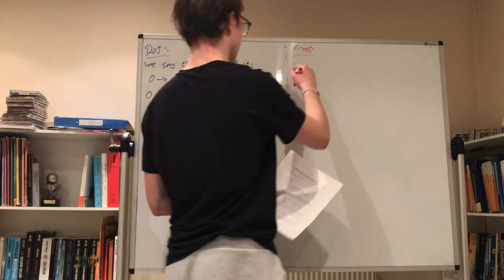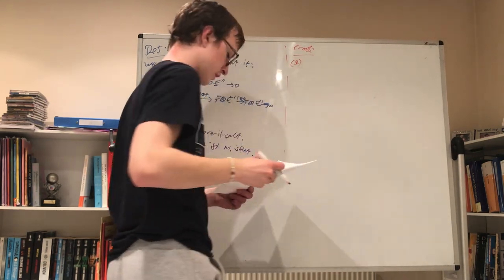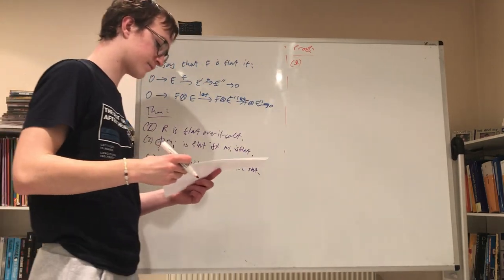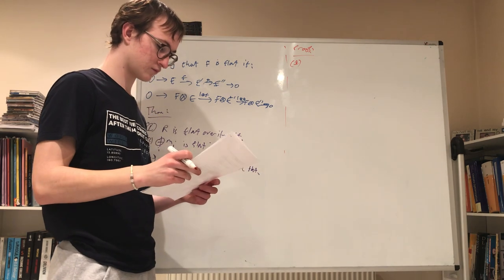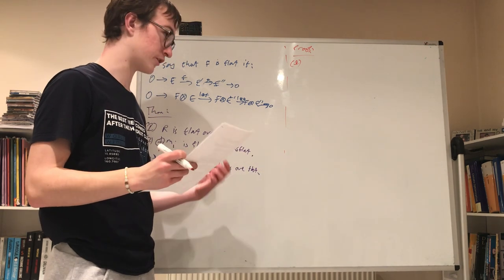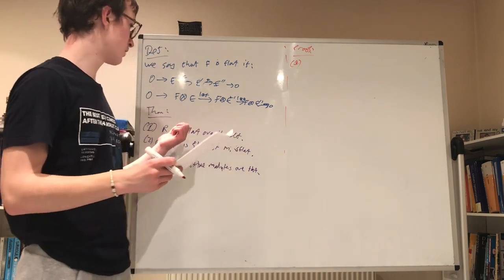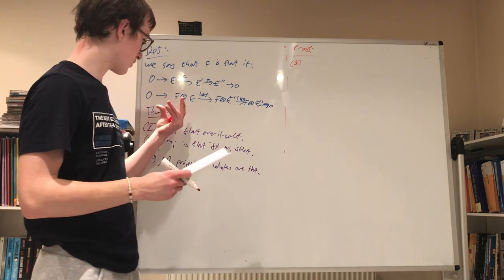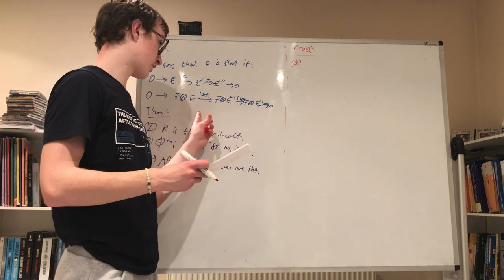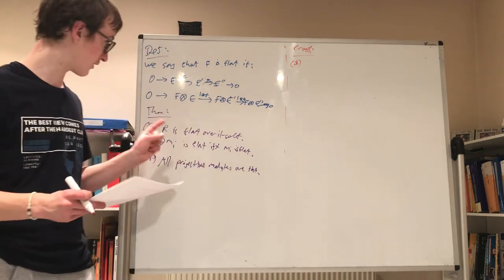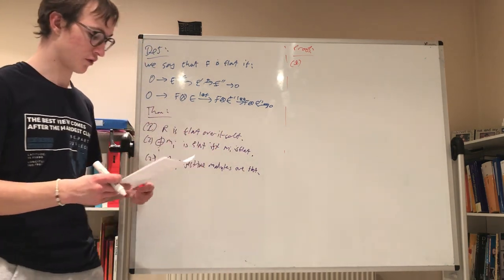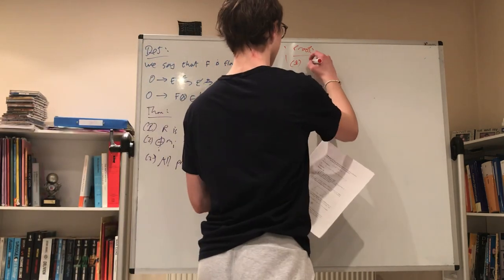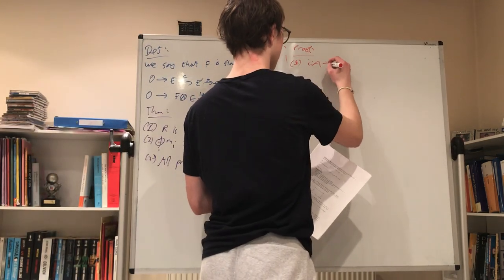Okay, so for number one, how are we going to do that? Okay, so we need to show that tensor product will preserve injection, because that's the only thing that's missing. So, let's have some injection I from A to B.